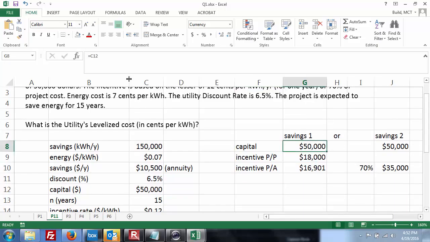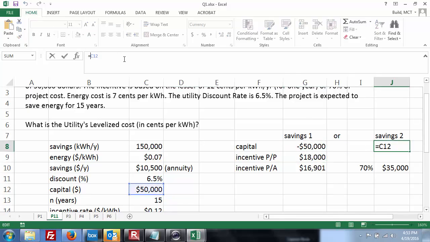Now, this thing is actually negative, because that's a cost. This is negative, because that's a cost. Now, it's going to save energy for 15 years.